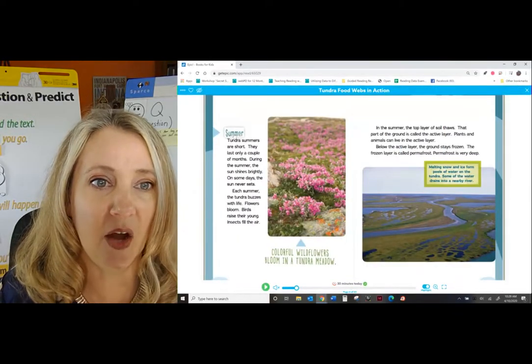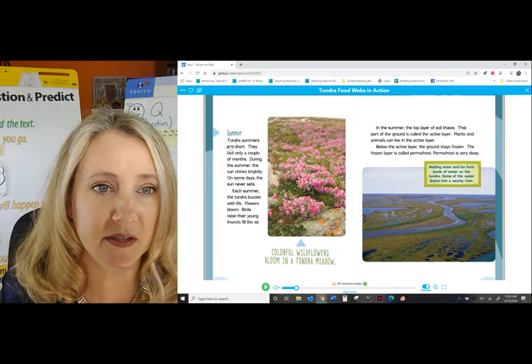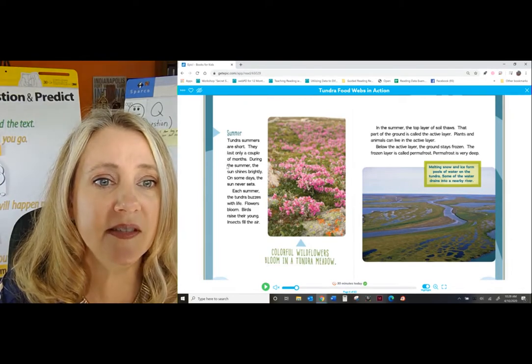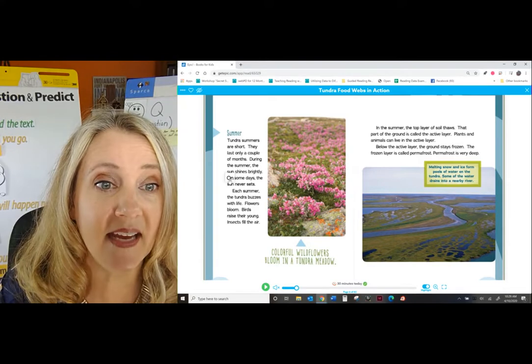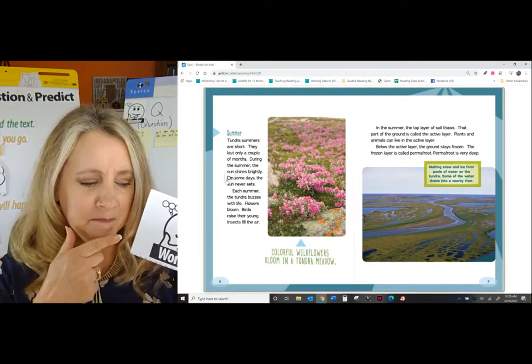Summer. Now we're switching gears and we're talking about summer. Tundra summers are short. They last only a couple of months. During the summer, the sun shines brightly. On some days, the sun never sets.